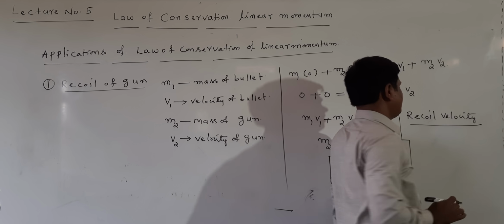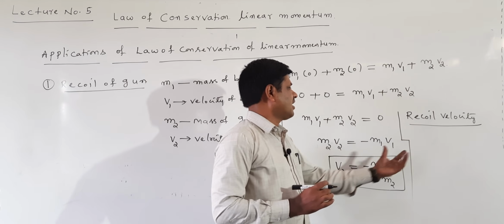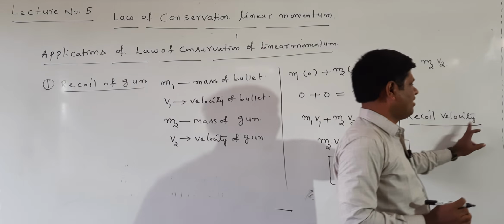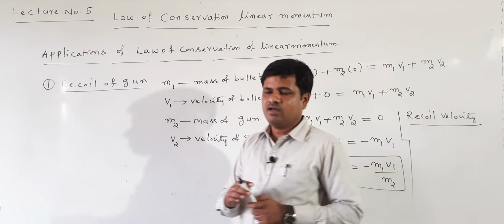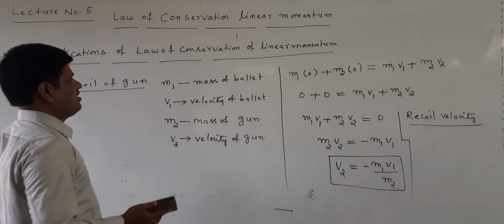Recoil velocity means the velocity with which the gun moves in the backward direction. That is the recoil velocity of the gun. This is the first application of the law of conservation of linear momentum.